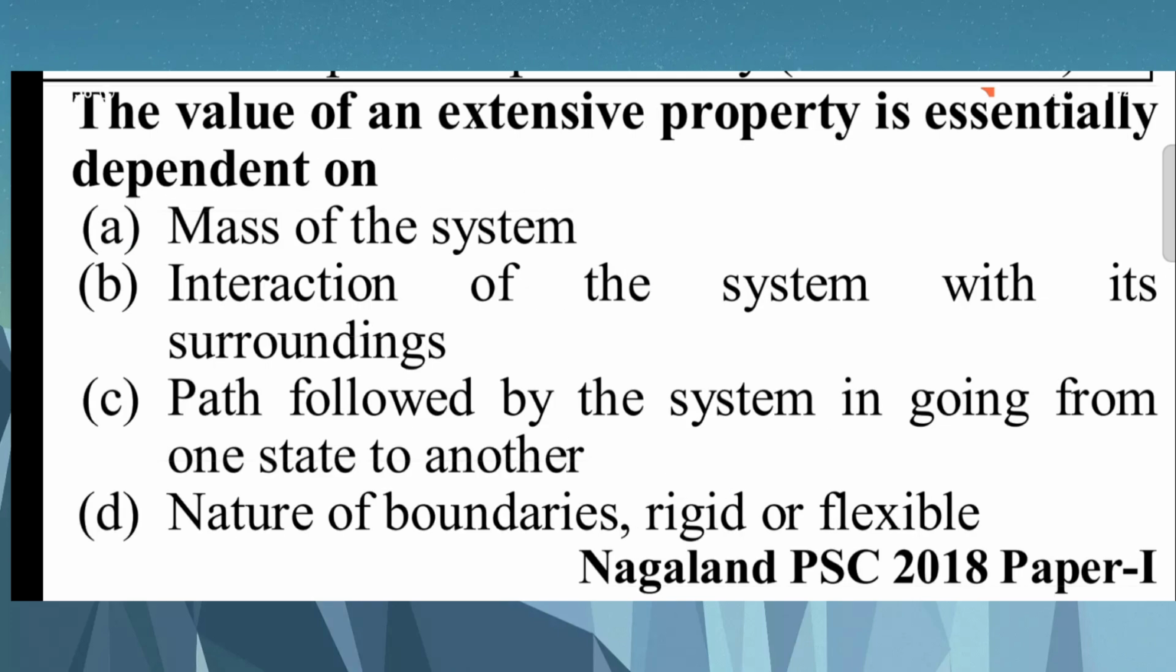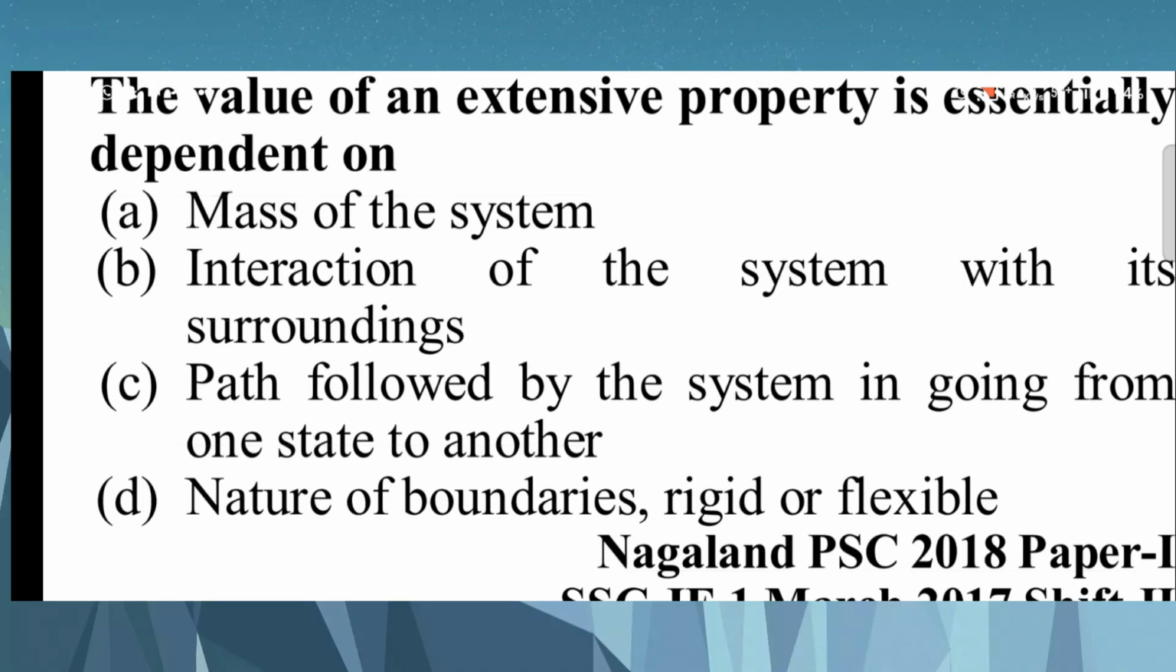Next question, the value of an extensive property essentially depends on A mass of the system, B interaction of the system with its surroundings, C path followed by the system in going from one state to another, D nature of boundaries rigid or flexible. Extensive property. A, mass of the system.